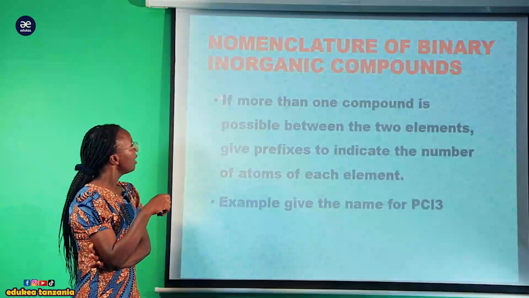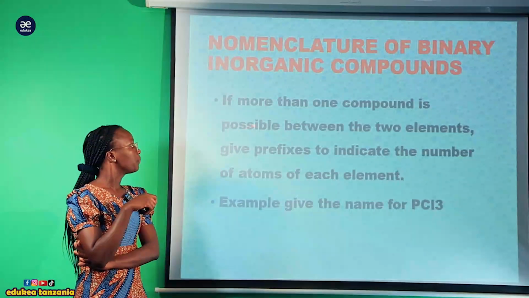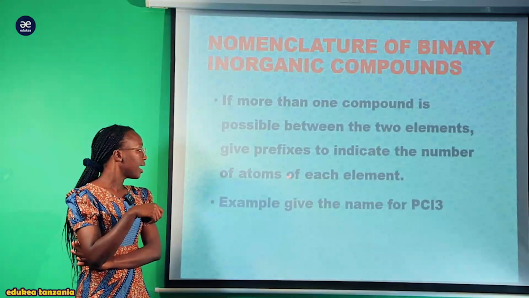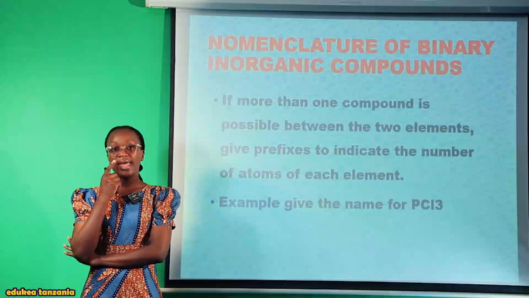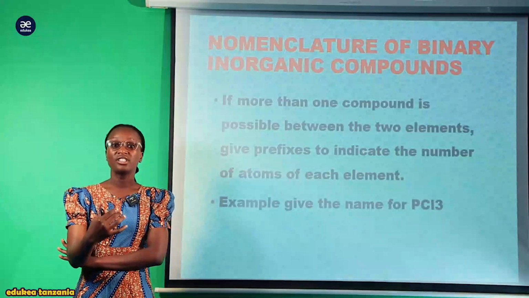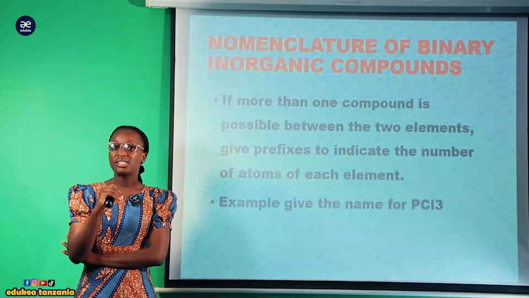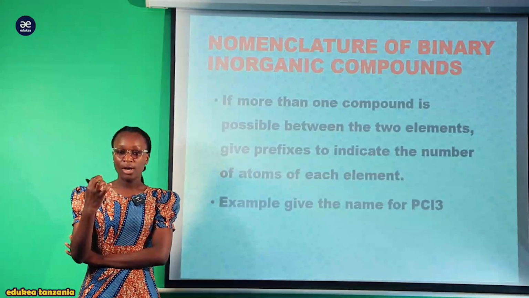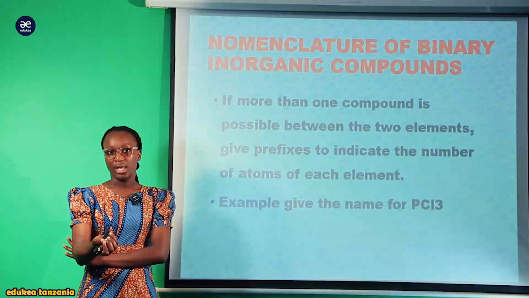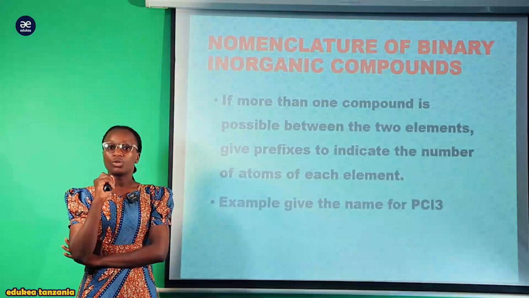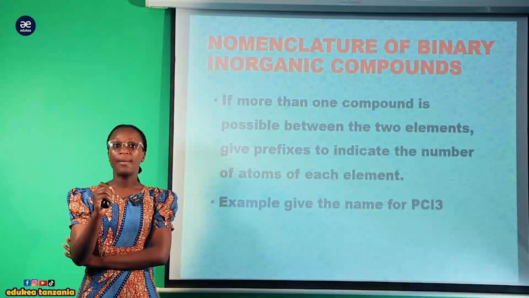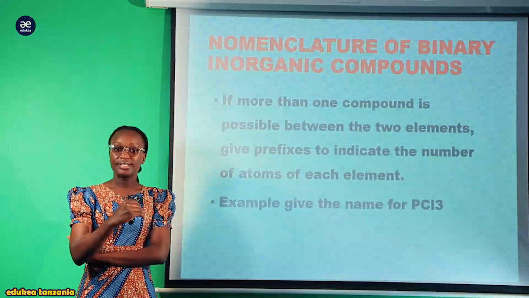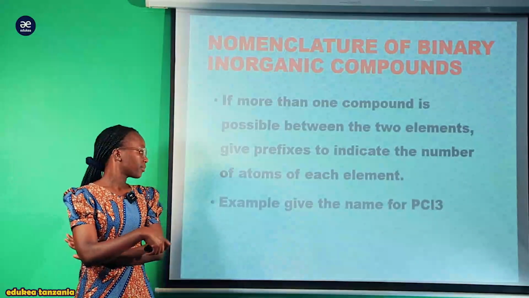But if more than one compound is possible between the two elements, give prefixes to indicate the number of atoms of each element. Here is where we are starting to consider those prefixes. Kwamba kama element is made up of two or more molecules, kwamba unaona pale kuna 2 molecules of oxygen, so is where we start to consider our prefixes. Ina maana pale tutaanza kuconsider zile mono, di, tri, tetra, hexa, penta and so on.